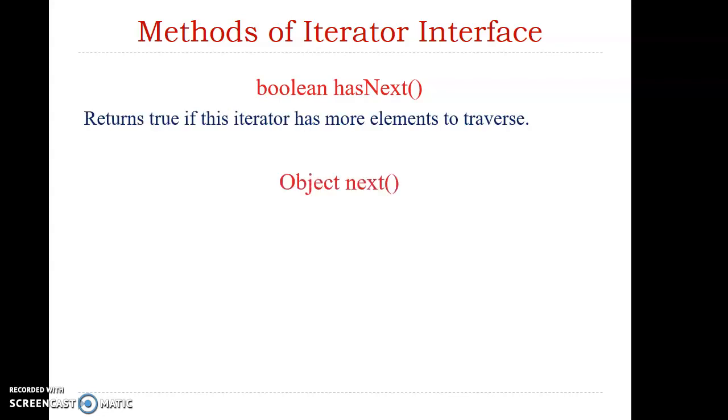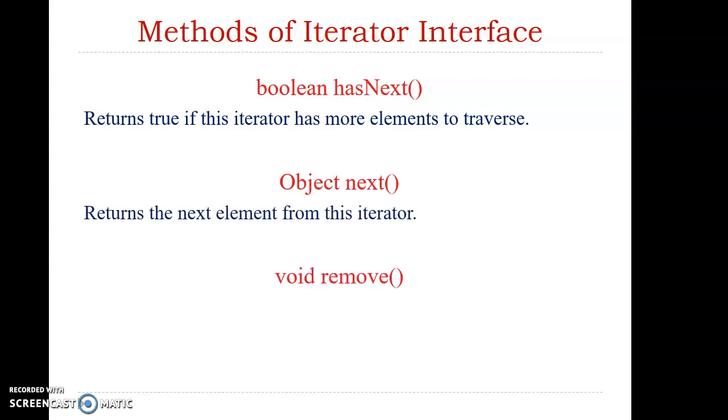Next is going to return the next element. Remove is going to remove the element which you have accessed. In iterator we have only one method, next, so traversal will be in one direction.